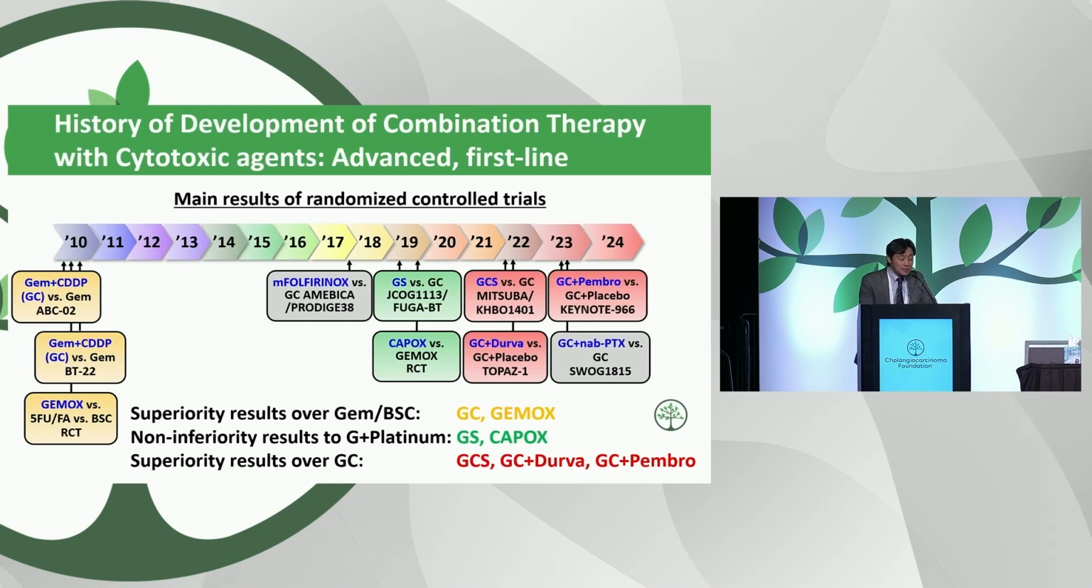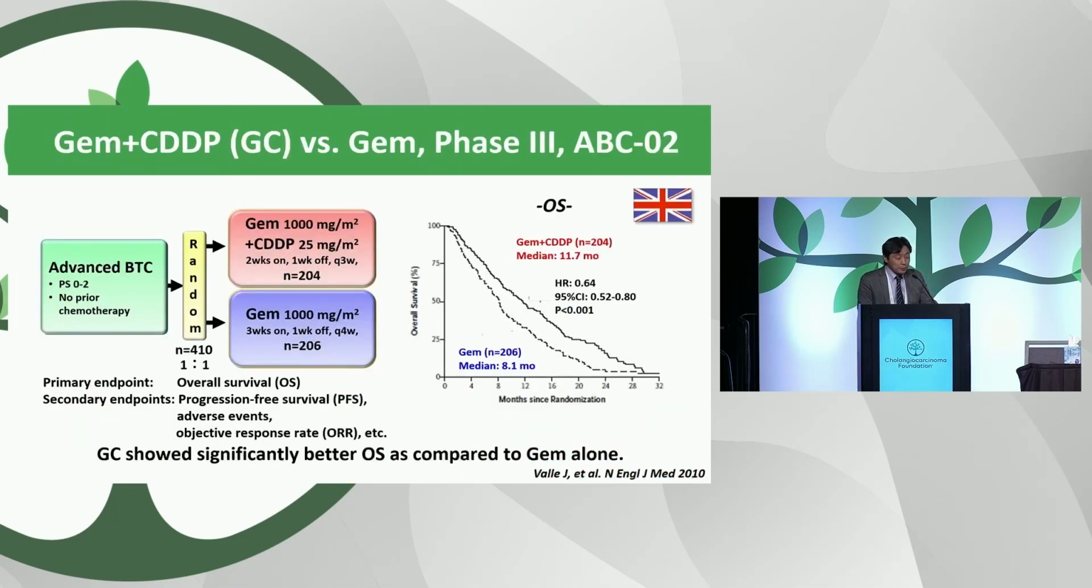And gemcitabine plus cisplatin plus S1 triplet regimen, and gemcitabine plus cisplatin plus durvalumab or pembrolizumab, also gemcitabine cisplatin-based triplet regimens, demonstrated a superiority result over gemcitabine plus cisplatin doublet. Unfortunately, modified FOLFIRINOX and gemcitabine plus cisplatin plus nab-paclitaxel were negative results. I would like to talk about gemcitabine plus platinum doublet first.